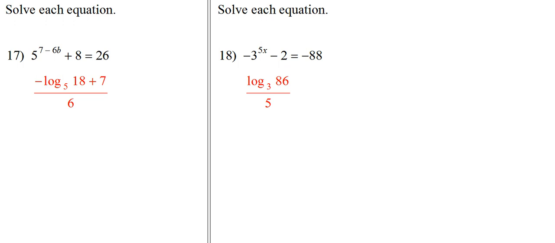Alright, here's another one where I'm going to start with number 18, and then if you hang around I'll give some bonus footage on number 17. So the first thing I'm going to do is add 2 to both sides, because what I'm trying to do is get this little exponential piece, the 3 to the 5x, by itself, because that's when it will help us to change forms.